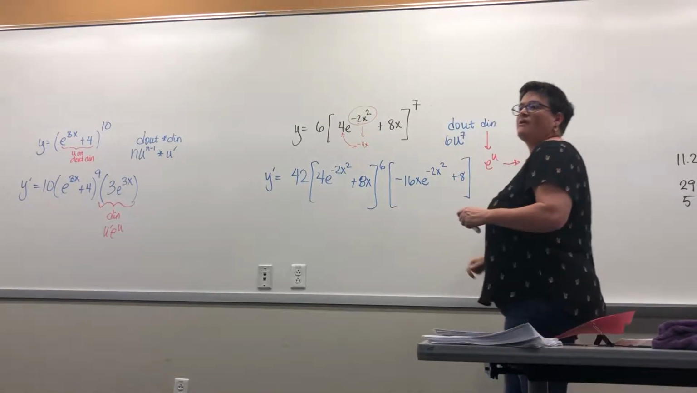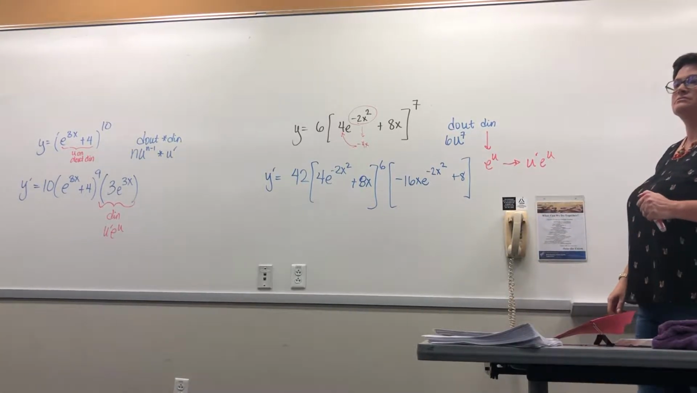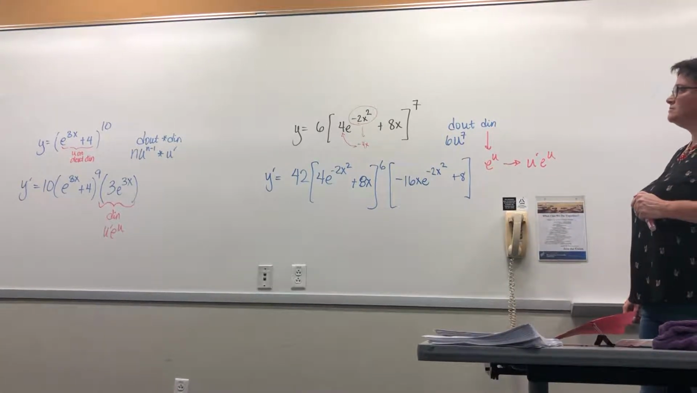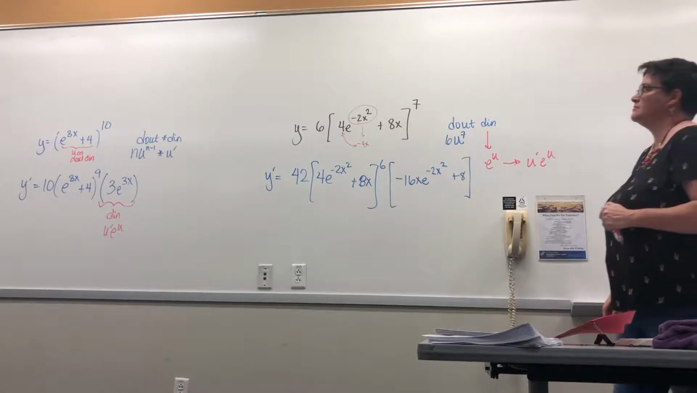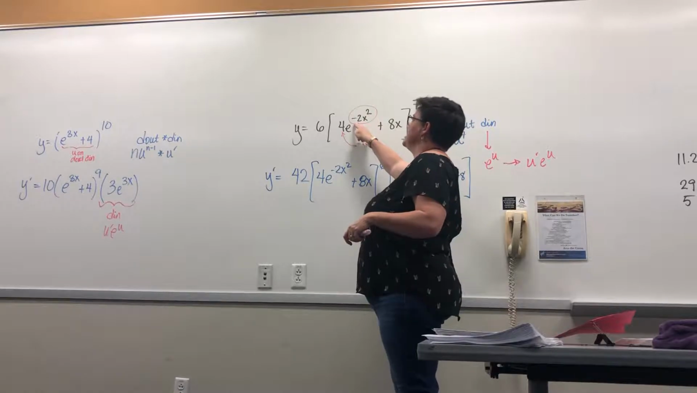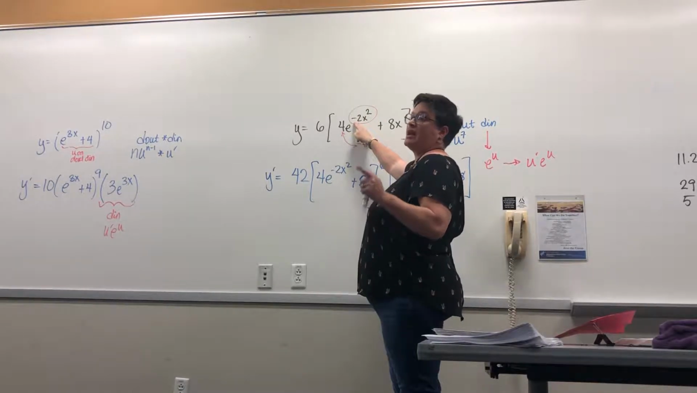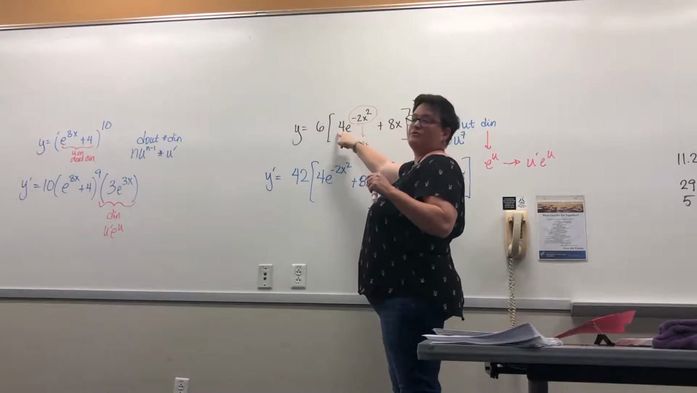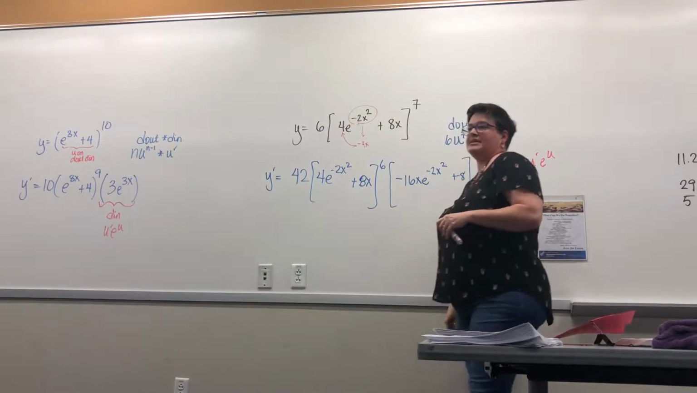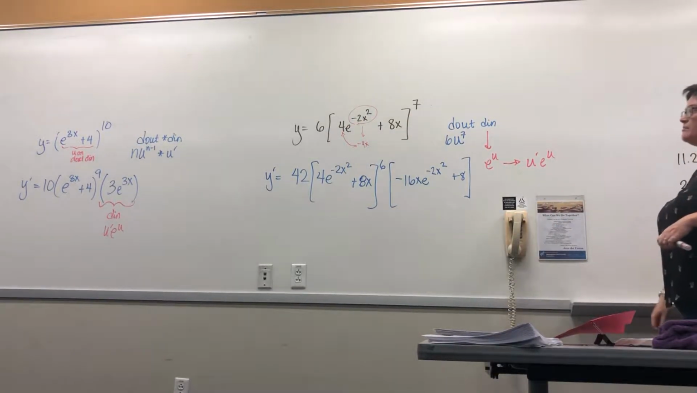Wouldn't it be positive 16? No, because of the negative 2 being squared at the top? What's 2 times negative 2? Oh, okay. Negative 4x times 4 gives me that negative 16. I thought we were just squaring the minus. That's okay.